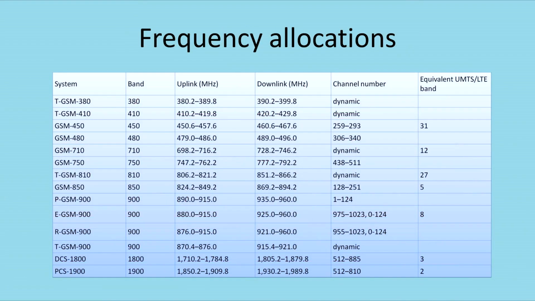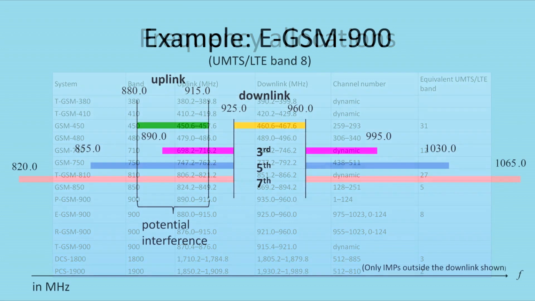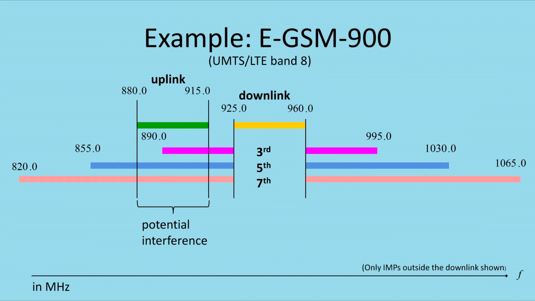Looking in a table of the frequency allocations for some common services, the familiar GSM bands can be found. Let us take a closer look at some of the bands and what the structure of the possible intermodulation products looks like. For instance, take the extended GSM 900 band. The downlink, drawn in yellow, ranges from 925 to 960 MHz. The frequency bands of the intermodulation products are drawn in purple, blue, and pink. The uplink band is drawn in green.